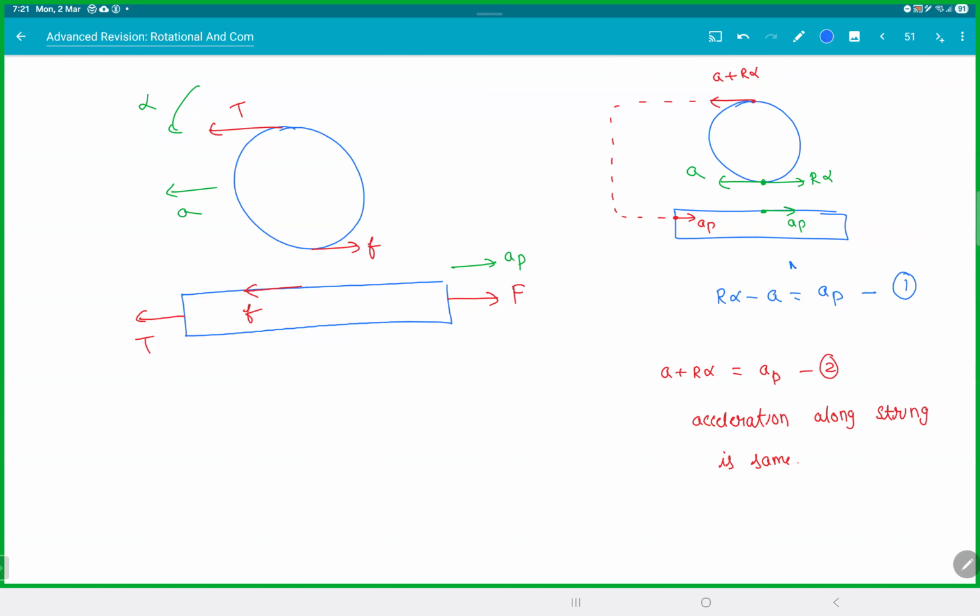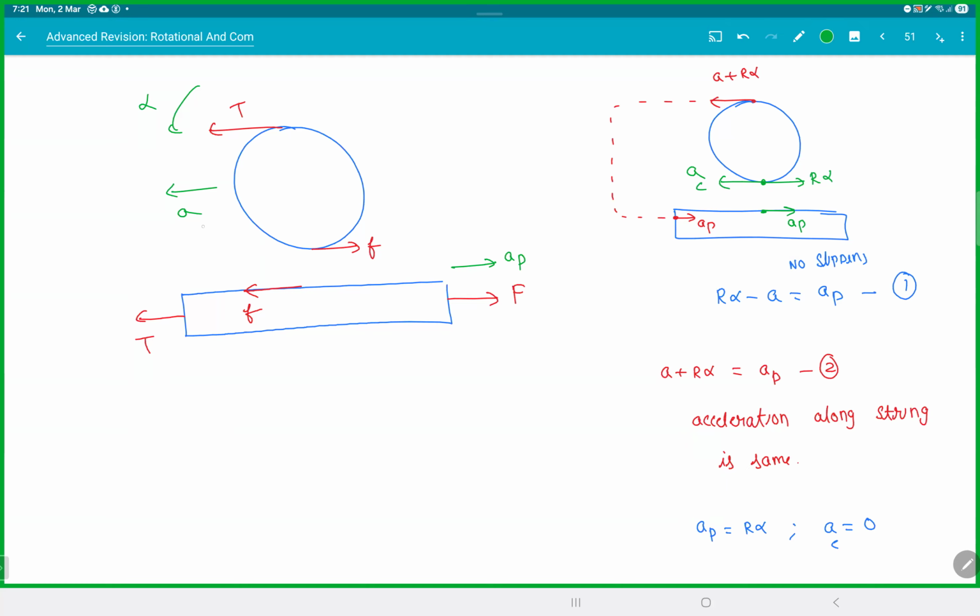This is your no slipping condition. And when you solve this, then you add the A and A will cancel. You'll end up with AP is equal to R alpha, and you will get A is equal to 0. So the acceleration of the cylinder is gone.